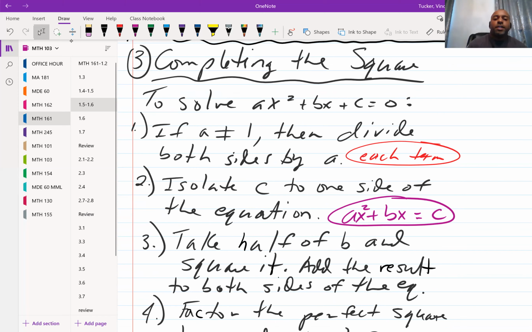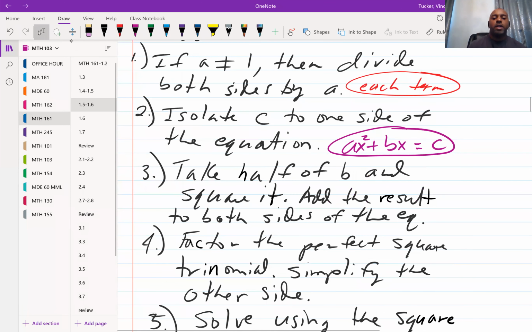You want to isolate your c term to one side of the equation. Your c term, the term that's considered c, is your constant, the term that does not have anything to do with a variable. So that term should be taken over to the other side of your equation, that c term. Then we're going to take half of b and square it and add the result to both sides of the equation. Step 4, we're going to factor the perfect square trinomial and then simplify the other side of the equation.